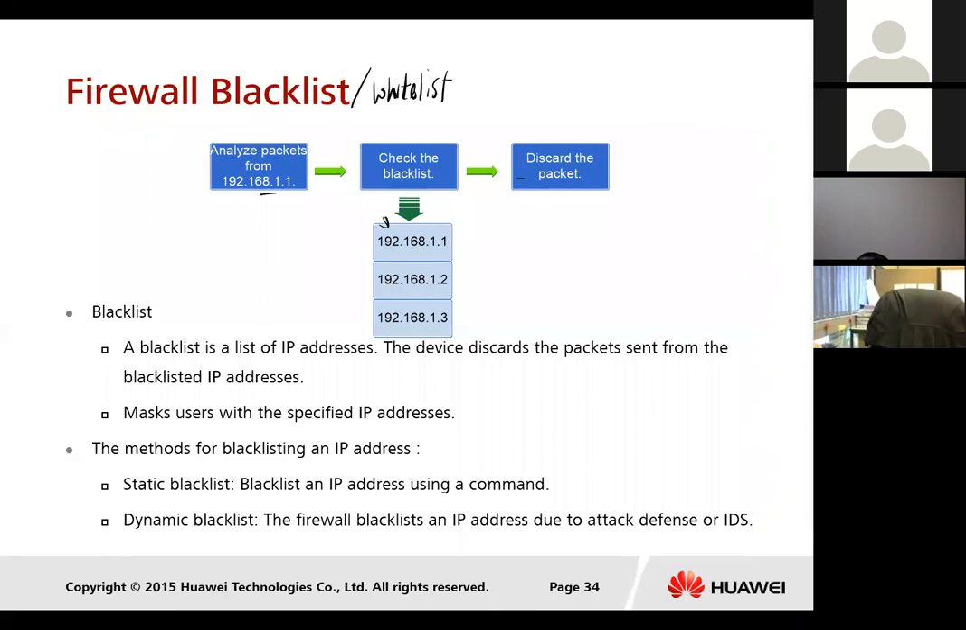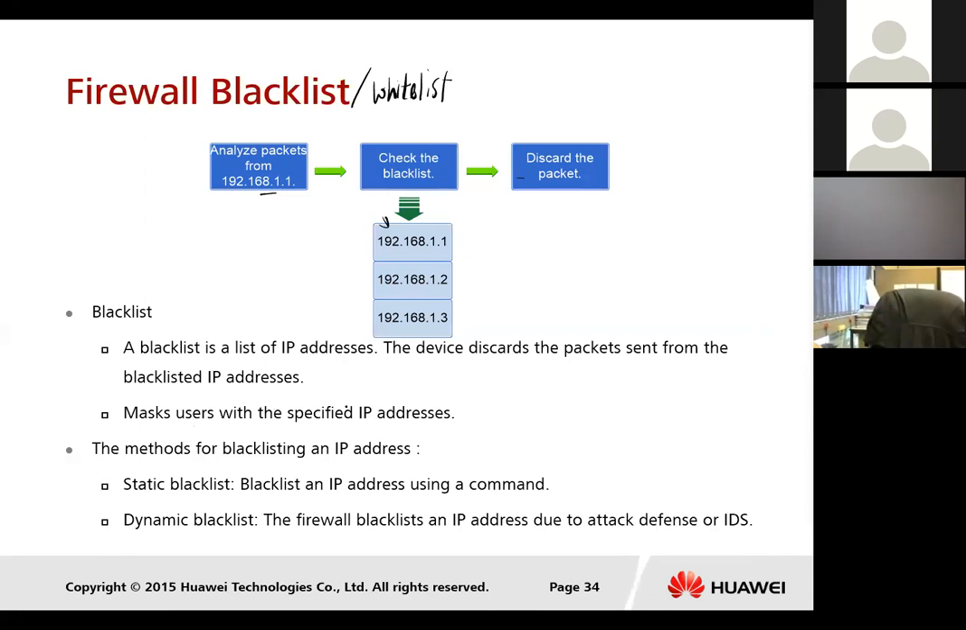Same thing for the whitelist. Whichever is in the whitelist, you still need to go through the filtering, but at least in the first place, you know that this packet is black or white. When it's under the blacklist, sorry, you have been blocked. You have been blacklisted. Let's say it's whitelist, then you will be allowed. So a blacklist is a list of IP addresses; the device discards the packets sent from the blacklisted IP addresses when they first detect your IP address.